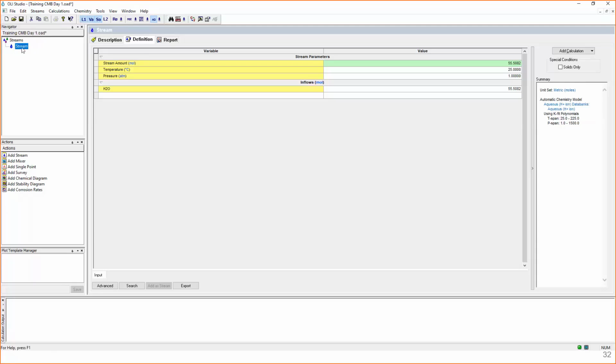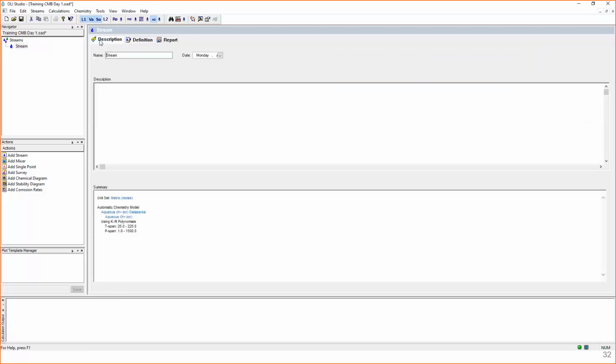You can double click on it, you can right click and select rename. You can hit the F2 key on your keyboard, or simply go here to the first tab that says description, and there is a name section where you can name the stream. For this specific example, we are going to rename it isothermal. Okay.